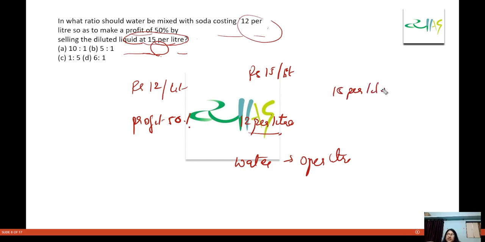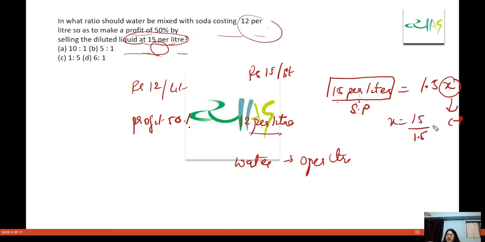Okay, so 15 rupees per liter is the selling price. Profit is 50% here. So that means 1.5 times x, where x is the cost price, is 15. Because profit is 50%. So x is how much? 15 by 1.5. Multiply by 10, so this becomes 150 by 15, and the cost price is 10. So water you will get at 0 rupees per liter.